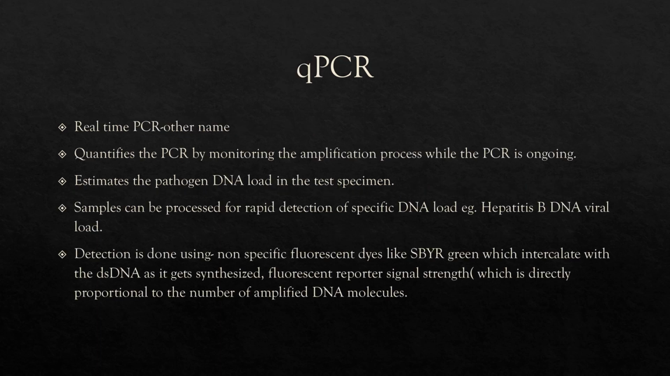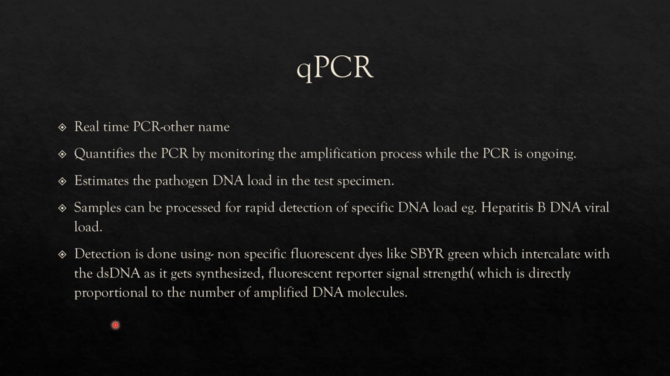Now we'll go to qPCR. qPCR is also known as real-time PCR. Initially it was named RT-PCR, but because of the confusion between reverse transcriptase and real-time PCR, they shifted to calling it quantitative PCR or qPCR. By the name quantitative itself, we understand that it is based on quantifying. It quantifies the PCR by monitoring the amplification process while the PCR is ongoing. It estimates the pathogen or DNA load of the test specimen, and samples can be processed for rapid detection of specific DNA in cases like hepatitis B DNA viral load.